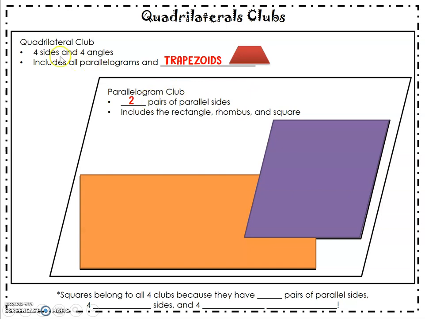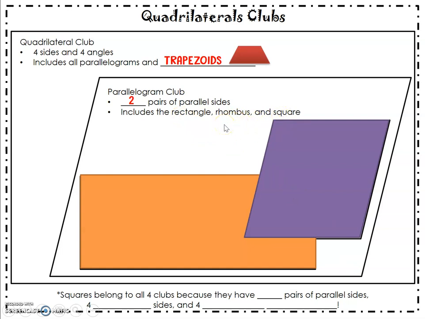A parallelogram is a quadrilateral. That means it follows those same rules. It has four sides and four angles, but it also has one new rule. And that new rule is that a parallelogram must have two pairs of parallel sides. So in this parallelogram, the top and the bottom sides are one set of parallel lines, and the left and the right sides are a second set of parallel lines. Now, within the parallelogram club, we have three other categories: the rectangle, the rhombus, and the square.